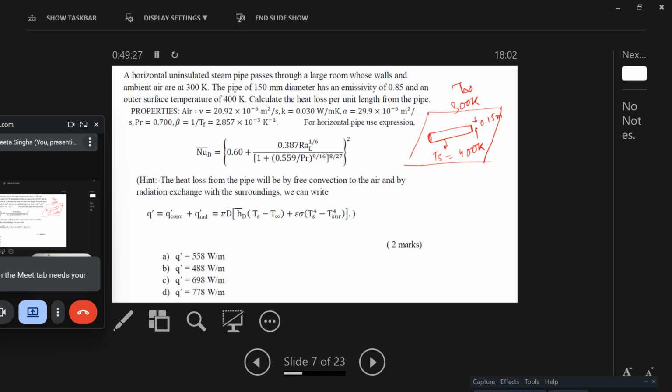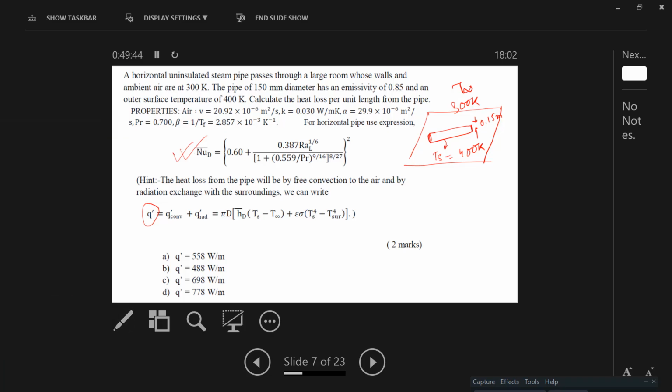Okay, so calculate the heat loss per unit length. Again, Q prime we have to calculate per unit length from the pipe. Properties are given of the surrounding fluid, that is air. Then you can use this expression for the horizontal pipe.